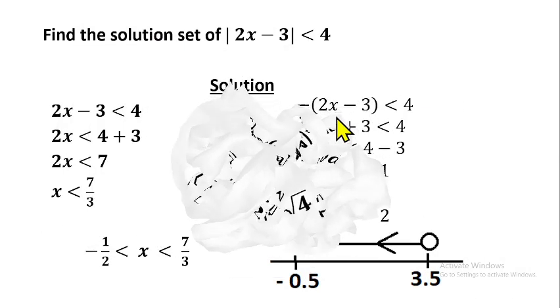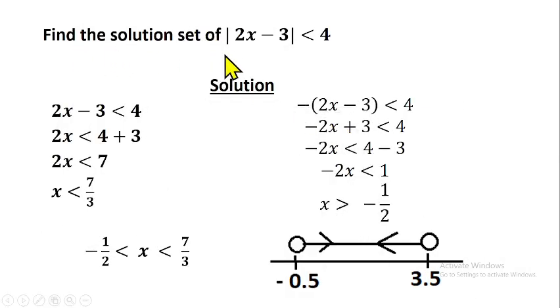For an instance, let's look at this. You have to find the solution set of the absolute value of 2x minus 3 less than 4. Very simple. Absolute value of 2x minus 3 less than what? 4. We know that for this absolute value of 2x minus 3, the answer being positive, we have plus 2x minus 3, and the answer being negative will give us the same answer.